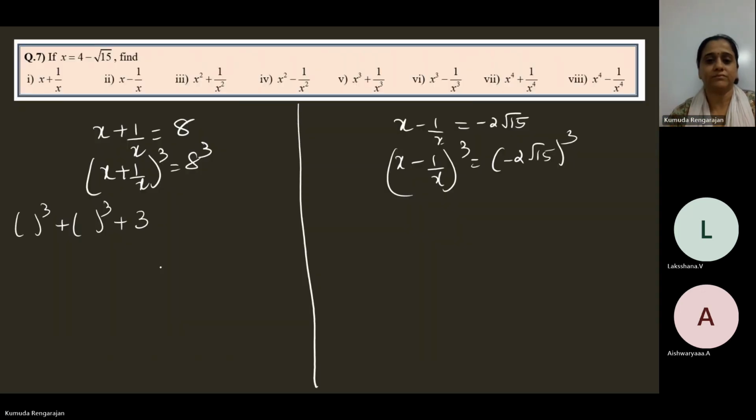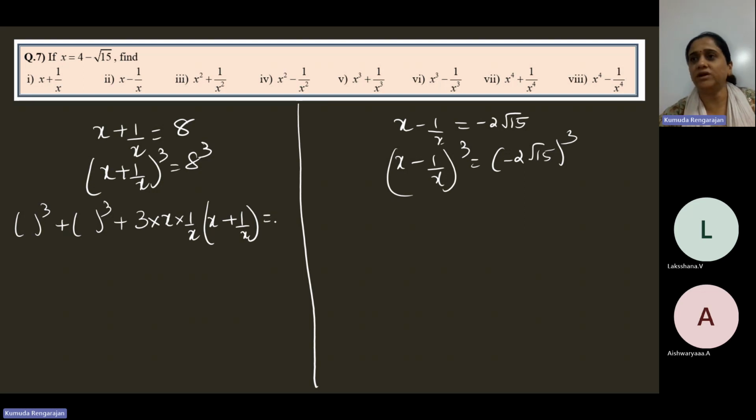Okay. So this bracket reads like (a + b) the whole cubed. (x + 1/x) the whole cube is (a + b) the whole cube. So it expands to a cubed plus b cubed plus 3 into a into b into (a + b). This is a, this is b, this is a plus this is b. It is equal to 8 cubed: 8 is 64, 64 into 8 is 512.